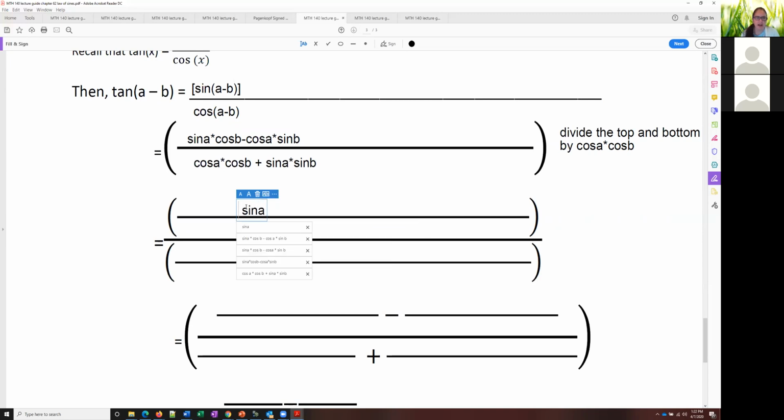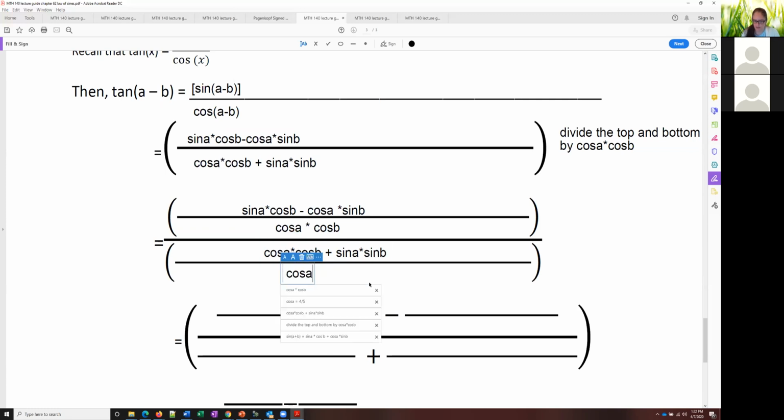So I'll have the sine of a times the cosine of b minus the cosine of a times the sine of b. Okay, that was what I originally had on the top. And I'm going to divide that by the cosine of a times the cosine of b. I'm going to do the same thing on the bottom. So I have the cosine of a times the cosine of b plus the sine of a times the sine of b on top. And I'm dividing that also by the cosine of a times the cosine of b.